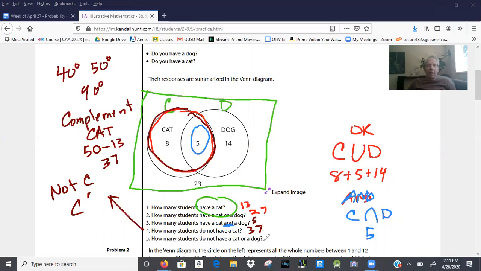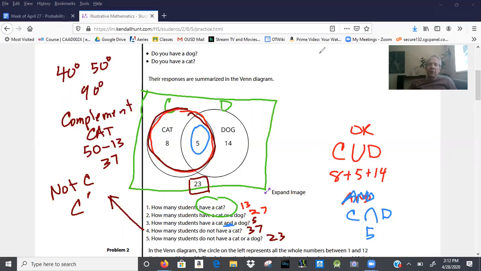And then finally, do not have a cat or a dog. That's these guys out here. Okay, those 23. And the question I don't ask there, I didn't ask any percentages for any of these. If I ask you the percentage or the chance of picking somebody who has a cat and a dog at random, it would be 5 divided by 50. If I ask you how many people had a dog, it would be 19 divided by 50. What percentage?